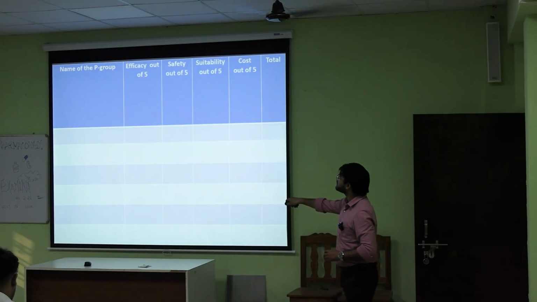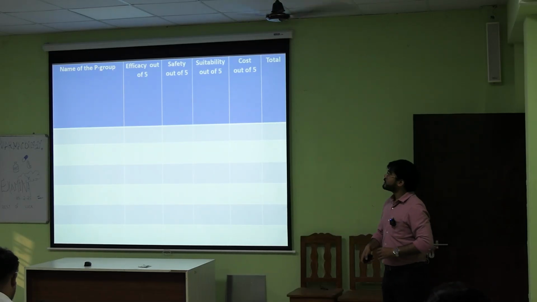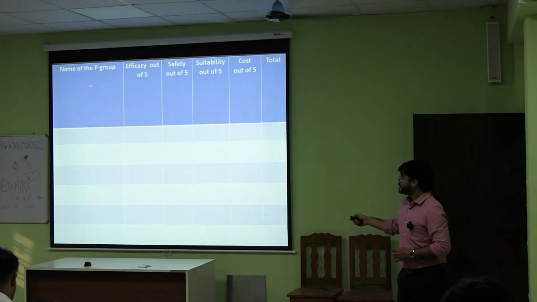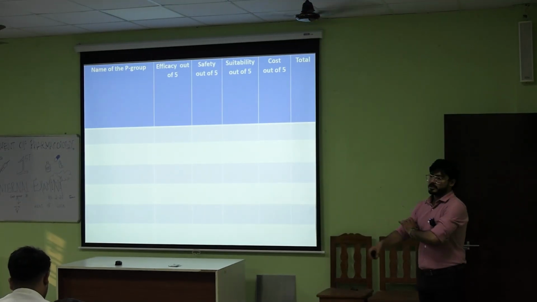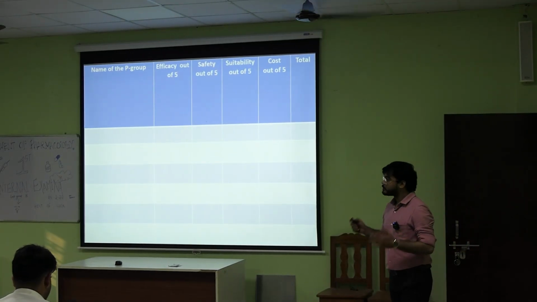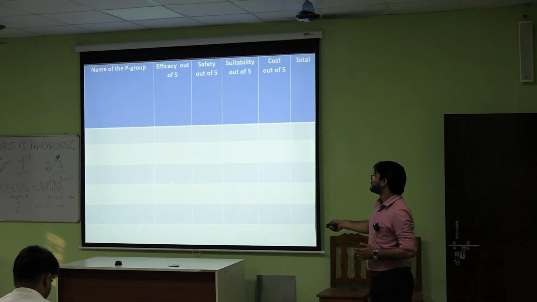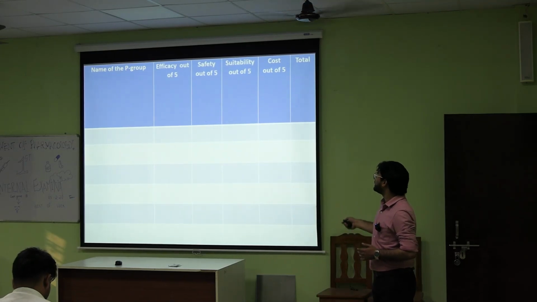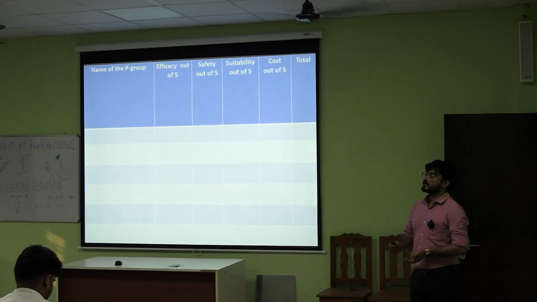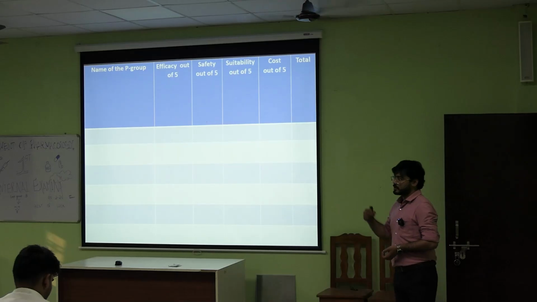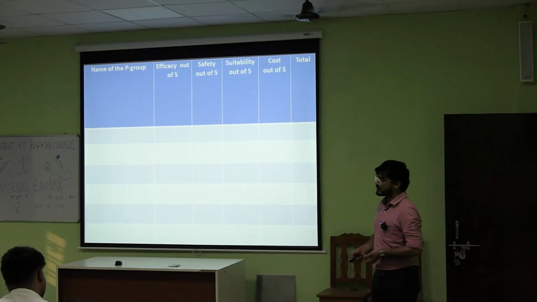Now, this is the chart which may come in your exam. See, name of the P group. Let's say you have selected 2 to 3 drugs, you will write the name 1, 2, 3, efficacy, safety, suitability and cost. Then here you have to total it and you will get your result, and then it's easier for you to get your P drug.